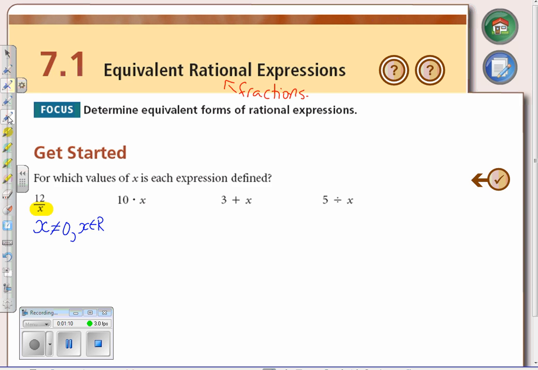Second one, there's no restrictions because there is no denominator here. So in this one, x can be anything. Third one, 3 plus x. Again, there's no denominator, so we don't have any restrictions. x is an element of the real numbers.